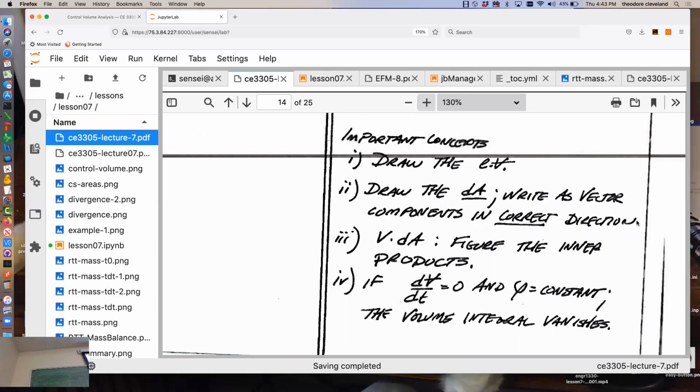So the important concepts in this case are to draw the control volume, draw the area vector. I suggest you write in the vector components so you get the correct direction. Oftentimes you don't actually have to do those integrals the way we did them. You might be able to do the integration by looking at it, like we did here. Then we have to evaluate the v dot dA part in the integral, and use that to figure out the dot product. If you have the luxury that the control volume is fixed in time and the density is constant, the volume integral will vanish. So then all you have to deal with is the flux integrals.